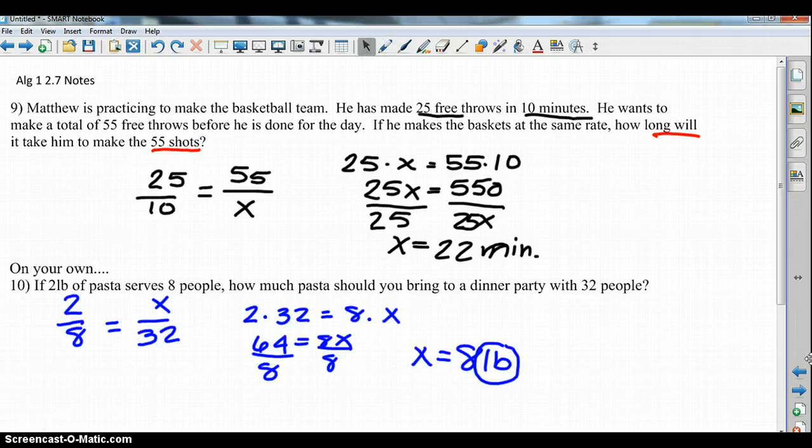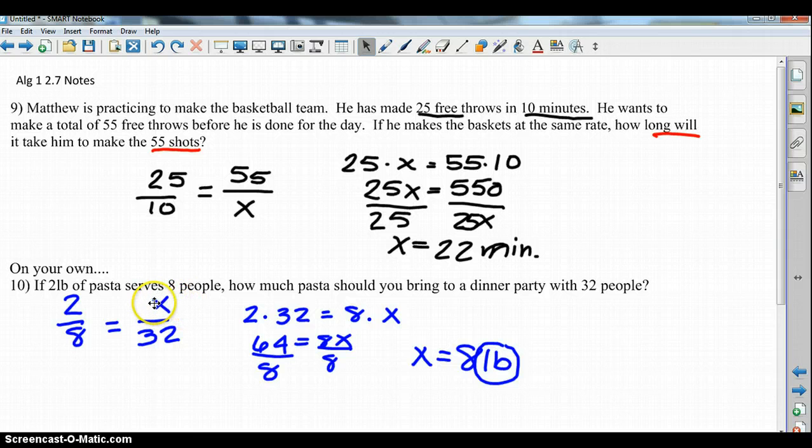Okay, I'm back. Look and see what I did and see if it matches what you did. All I did was we have 2 pounds and it serves 8 people. So I put 2 over 8 is equal to, and then we're looking for how many pounds of pasta serves 32 people. So if people are on the bottom here, we need to put people on the bottom over here, so it's 32 over here, and then we're going to represent the pounds with an x.